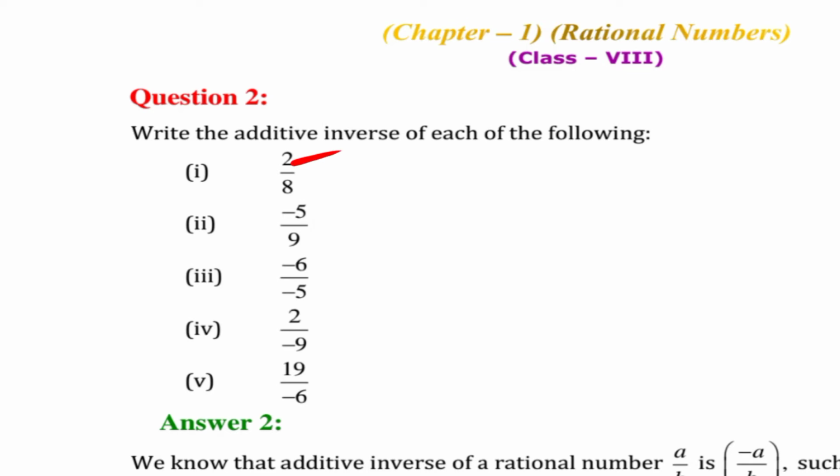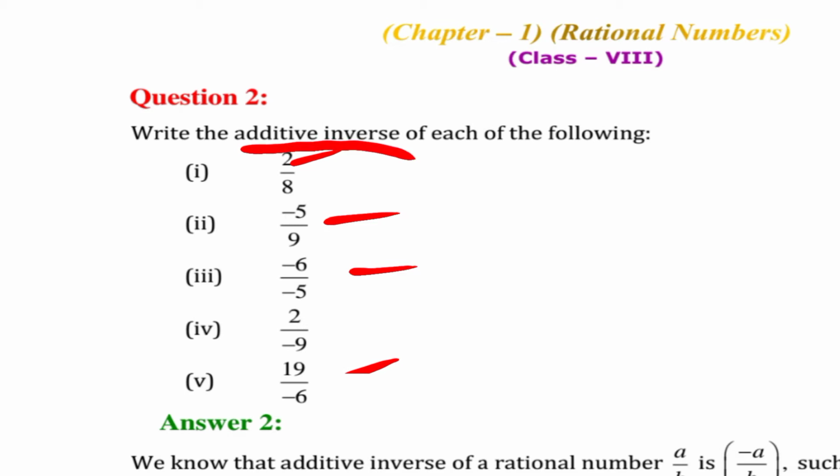Additive inverse of 2 by 8, additive inverse of minus 5 by 9, additive inverse of minus 5 by minus 6, additive inverse of 2 by minus 9, and additive inverse of 19 by minus 6. Okay, so we know this additive inverse, we have already talked about this.